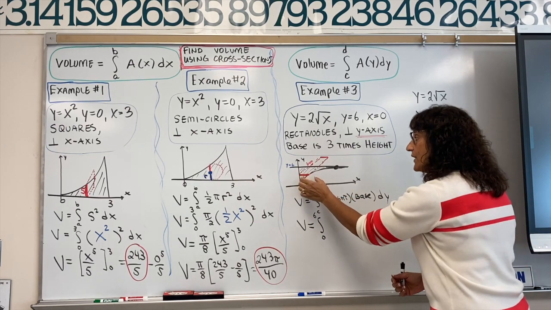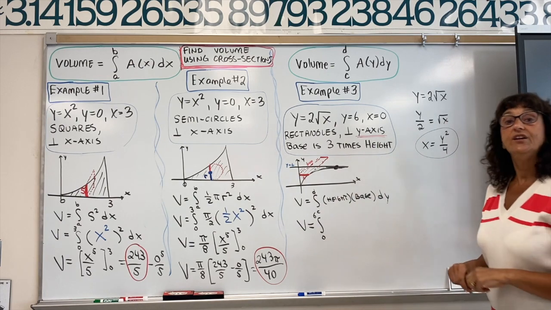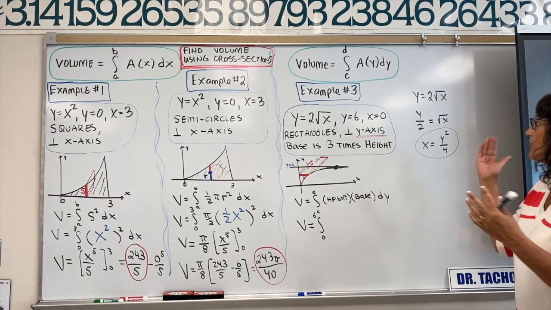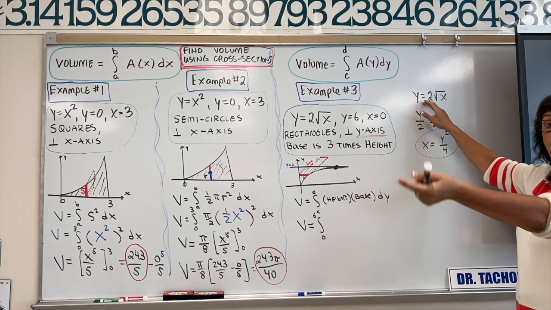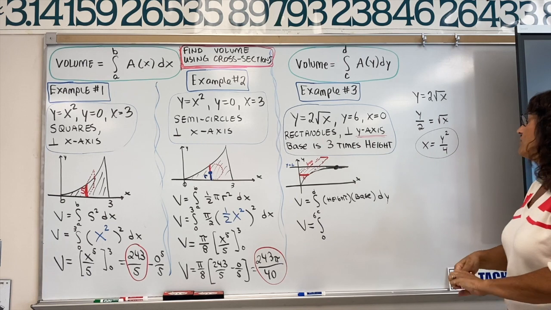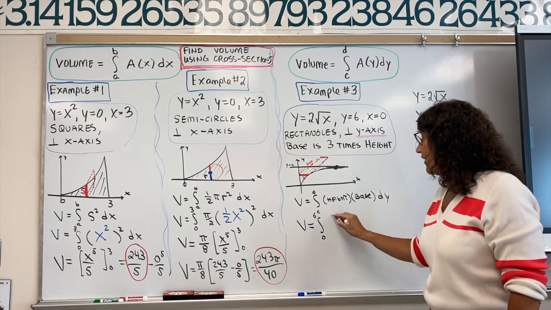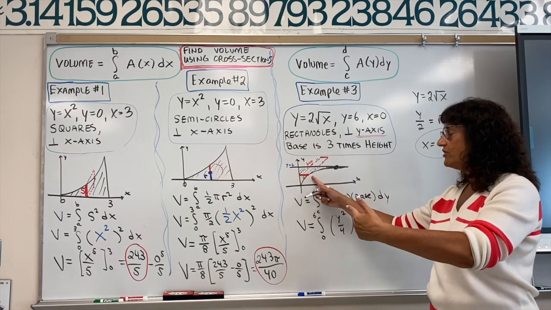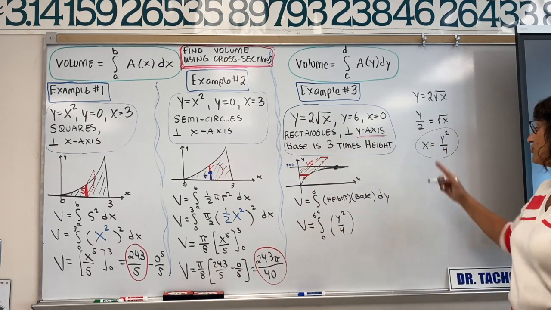My height is going to be the function, but you have to make sure that you're taking x in terms of y. So the 2 radical x is my function, y in terms of x, but when I rewrite that and write it x in terms of y, it's y squared over 4. So my height is going to be y squared over 4 because it goes from 0 to the function as we write it in terms of y.